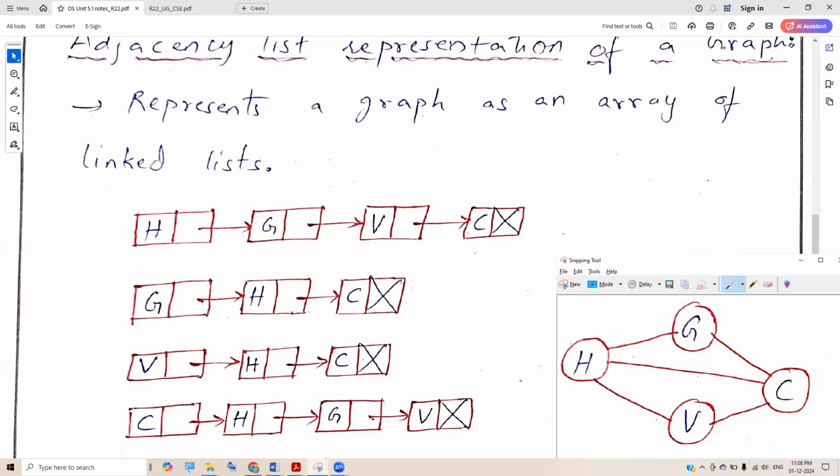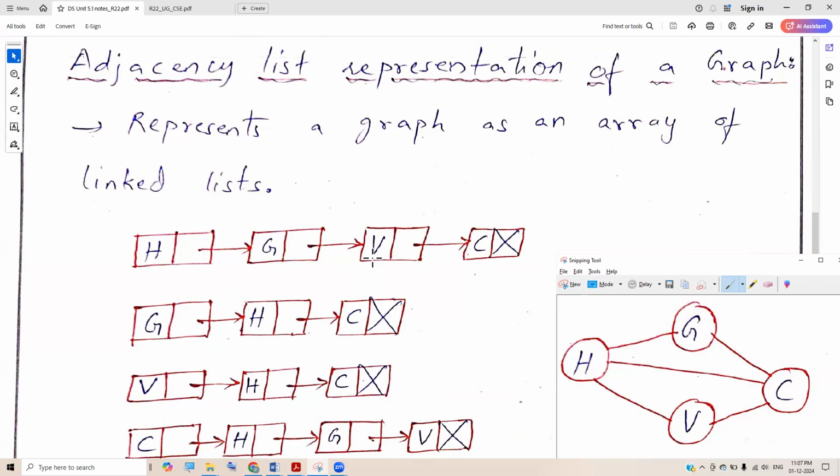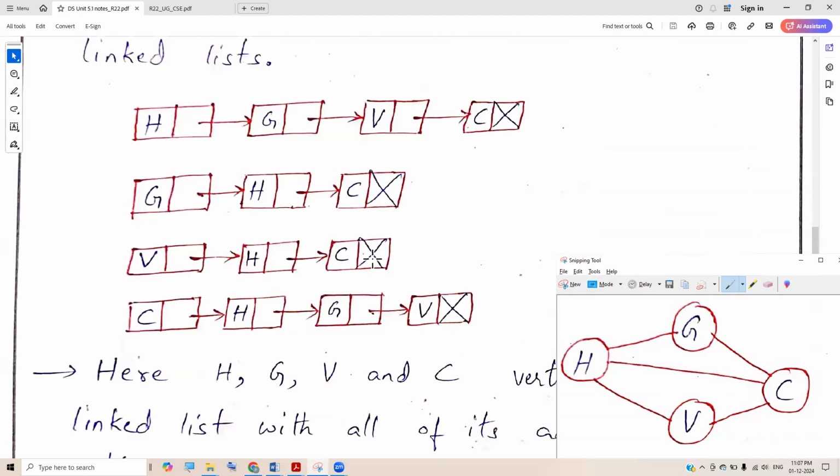V is linked to H and C. So V linked to H and C. That's it. We are putting a null. C is linked to H, G, and V according to the graph given here. So based on that, we have C linked to H, G, V, and then we are putting a null. So this is the adjacency list representation of the given graph.